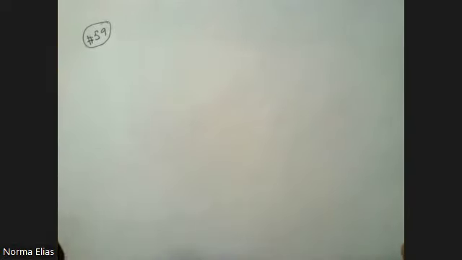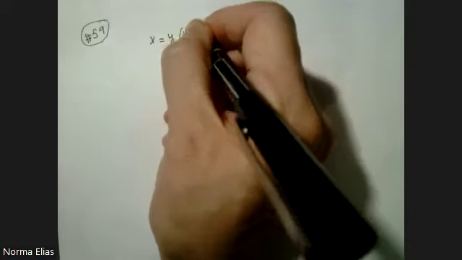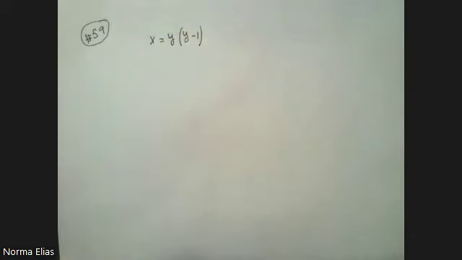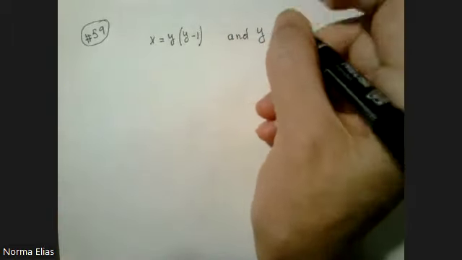Okay. All right, so now we finalize with problem number 57, I think. 59. Okay. So 59, you have to sketch the region. And this is the region. The region bounded by x equal y times y minus 1 and y equal x over 3.